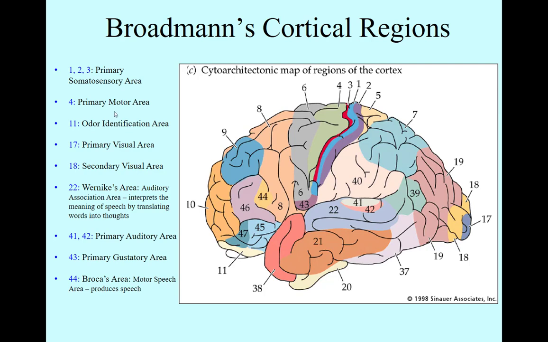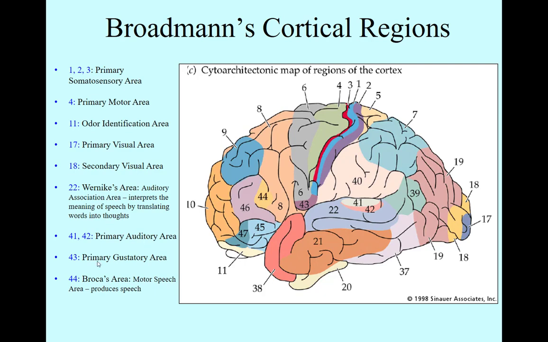So, primary somatosensory areas 1, 2, and 3 up here are the somatosensory strip, the somatosensory cortex that we talked about previously in the slides, in the parietal lobe. The primary motor area, motor strip, or the motor cortex right here is number 4, and it sits in the frontal lobe, right? So those are the two we've talked about so far.